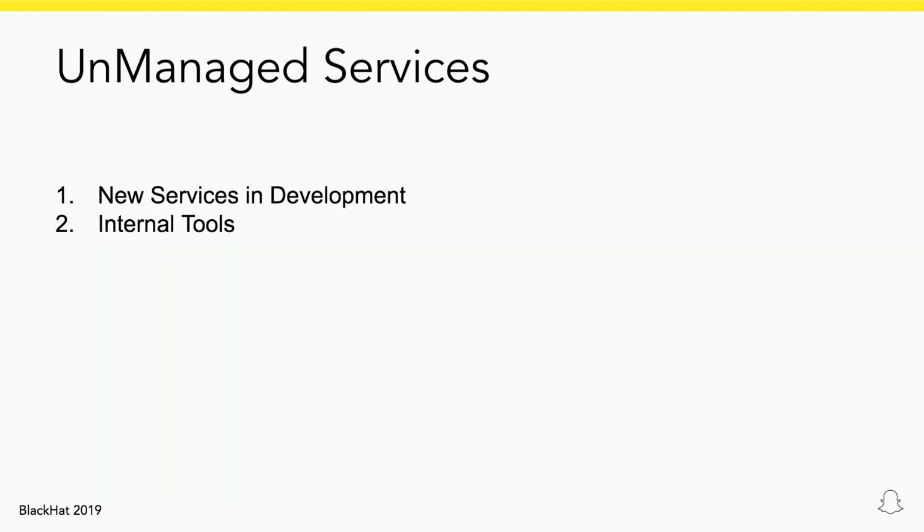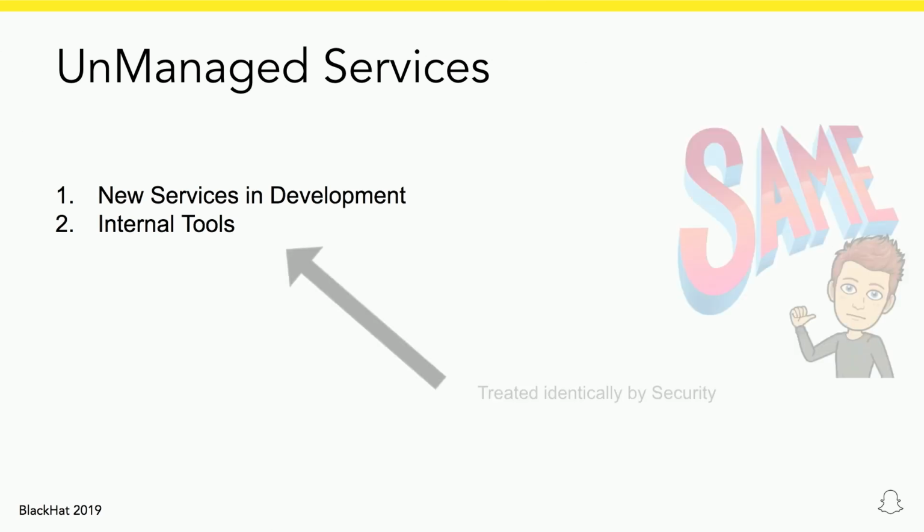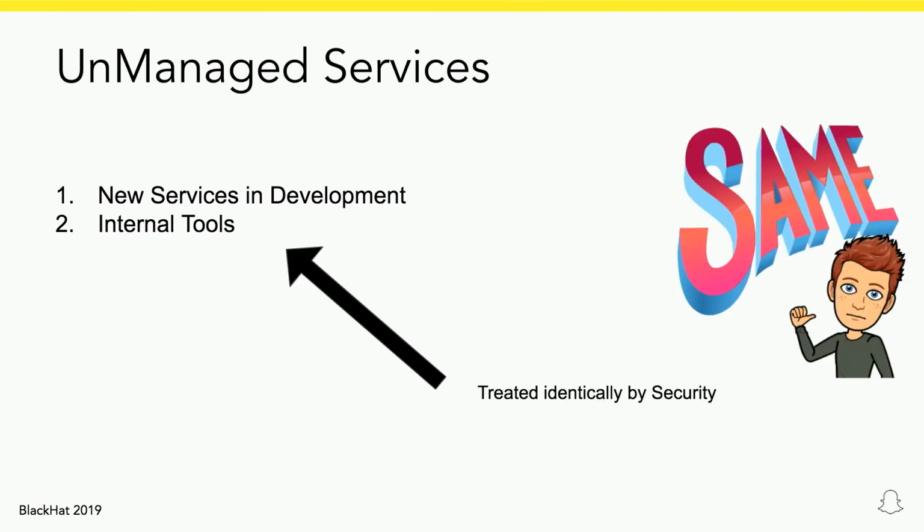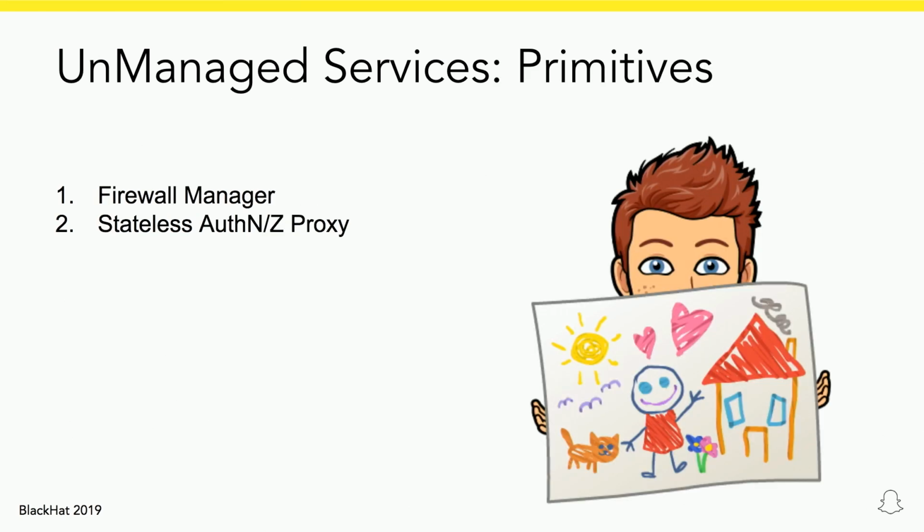So for unmanaged services, there are 2 types of services here. New services in development, POCs, experiments, things we don't know if it's worth the time to even do a security review, if it's never going to see a public endpoint, and internal tools. Those are low scale, employee only access. We treat these identically from the security team standpoint. The scale is appropriate, and they both need authentication, authorization controls in front of them.